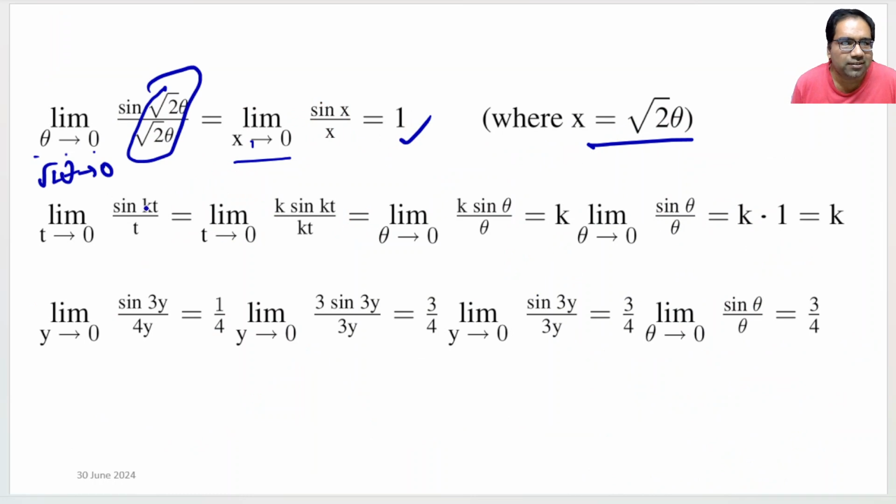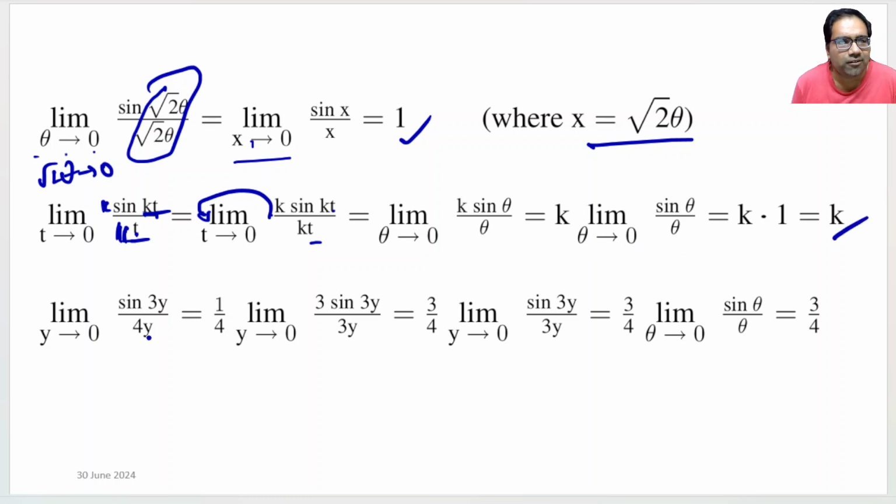Now we are given sin kt by t. We want the argument of the sine and the denominator to be the same. What do we do? We'll multiply with k here and k here. Nothing changes. So that is k sin kt by kt, and this k we bring outside. It doesn't matter, limit of product is product of limits. And kt, if we call it theta, if t is tending to 0, kt will also tend to 0. This becomes sin theta by theta. So k into limit theta tends to 0 sin theta by theta is equal to k.